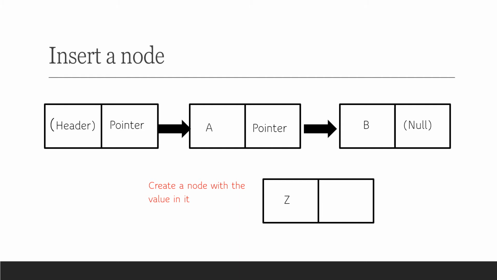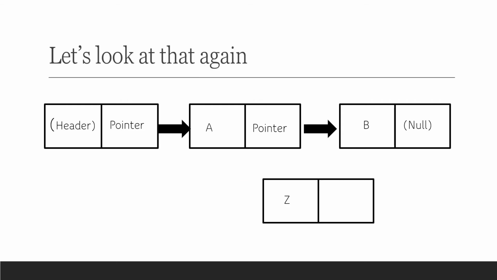Obviously, first create the node. So I want to change my linked list so that instead of going AB, it goes AZB. And now I change the pointers so that Z is linked in to my list. So now A points to Z and Z points to B. My linked list now goes AZB. Let's look at that again in slow motion so you can see what's happening.